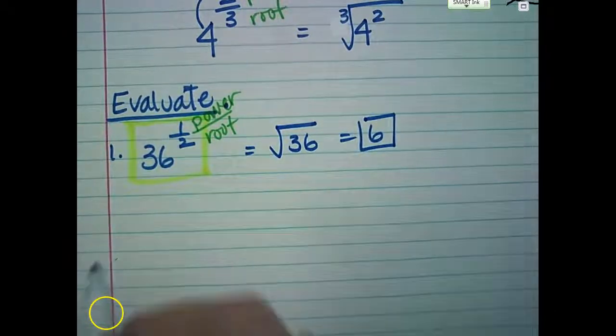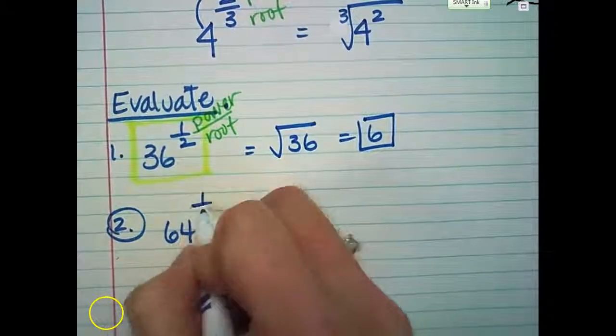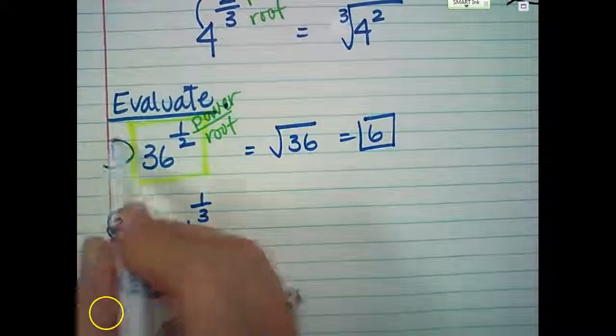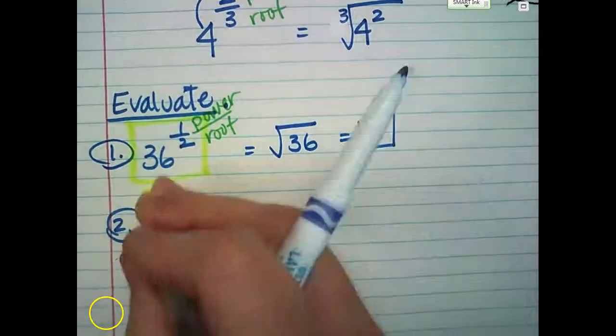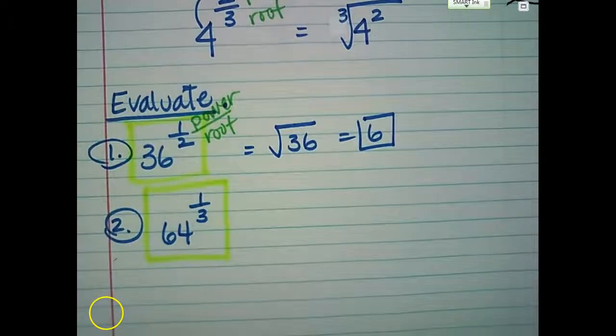Number 2. It's going to say 64 to the 1/3 power. Power over root. What's the cube root then?